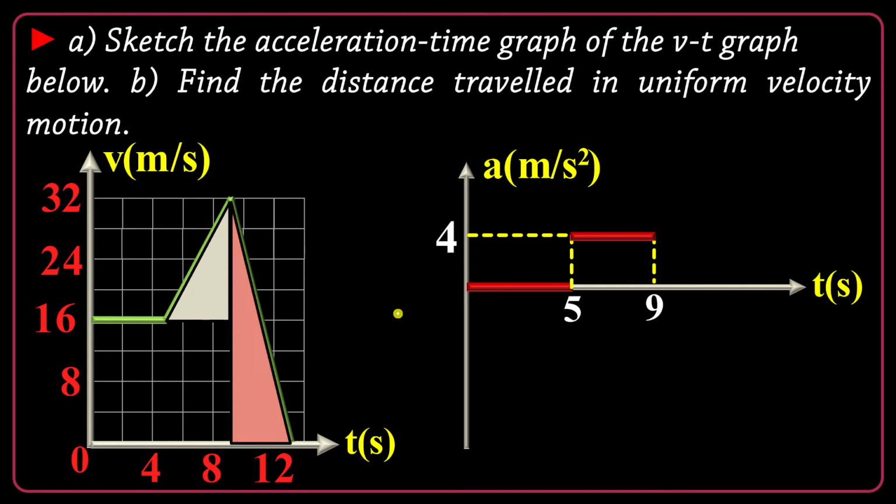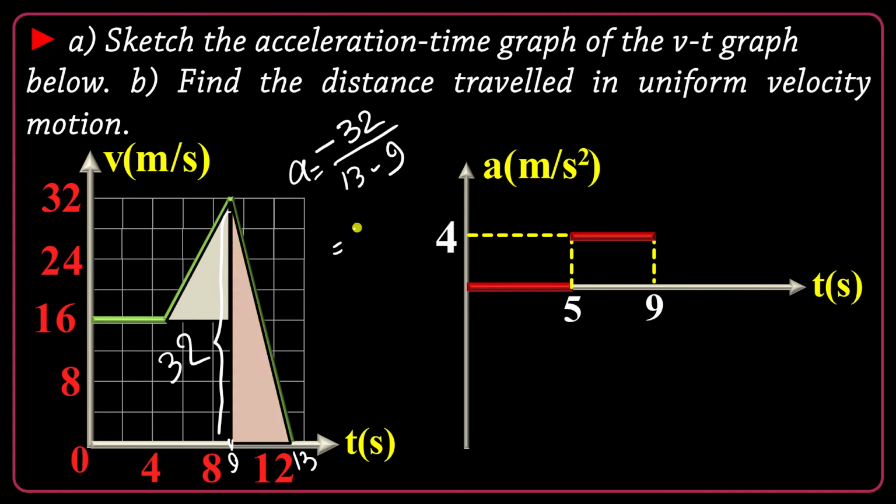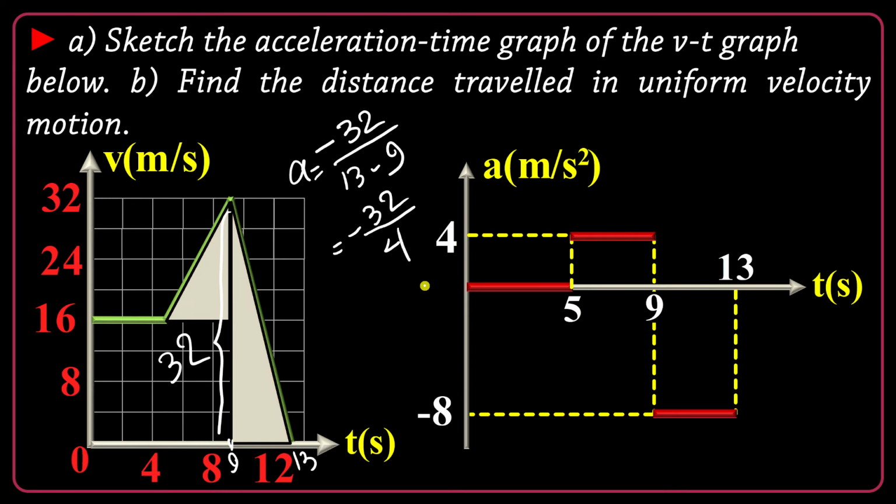Then the last, again, a negative slope. Again, I establish a triangle here, rise over run. Rise is 32 and the run is from 9 to 13. So acceleration will be negative 32 over 13 minus 9. So it's going to be negative 32 over 4, so it's negative 8. Negative because the slope is negative. It's very important. But part B is very easy.